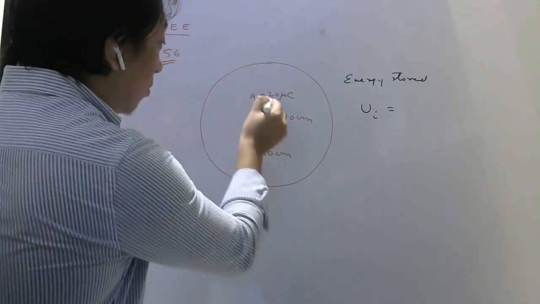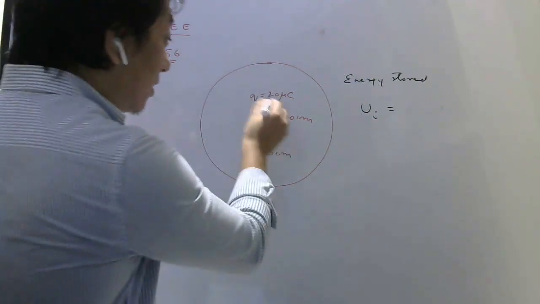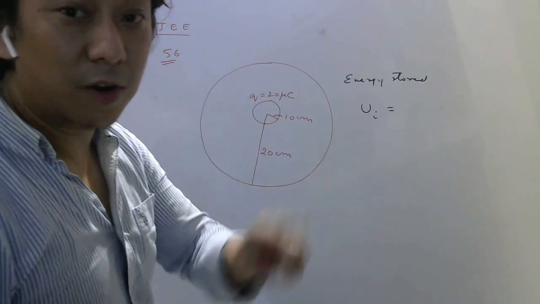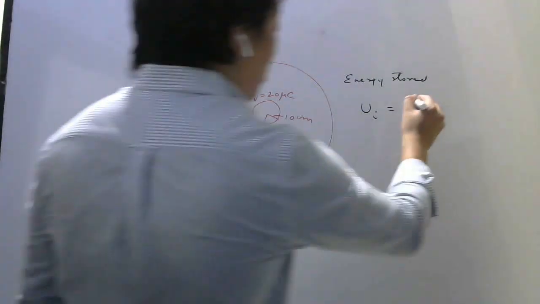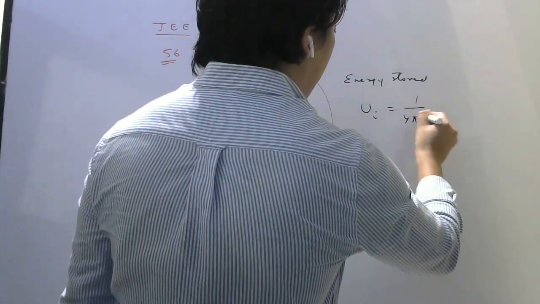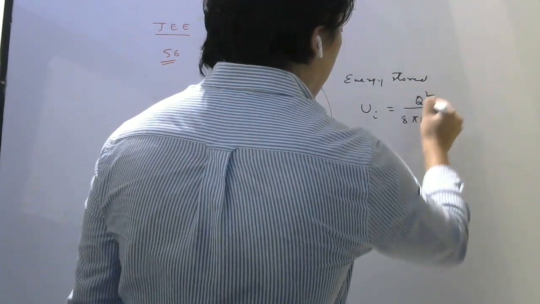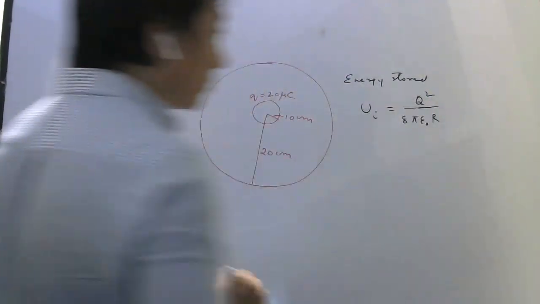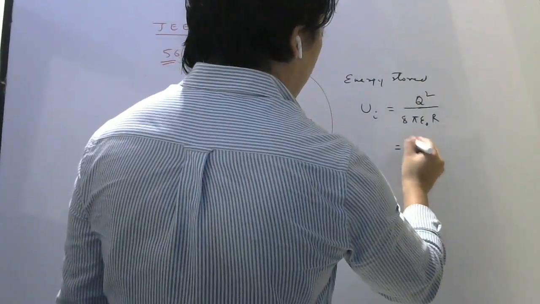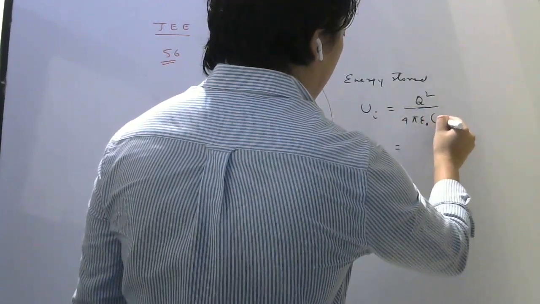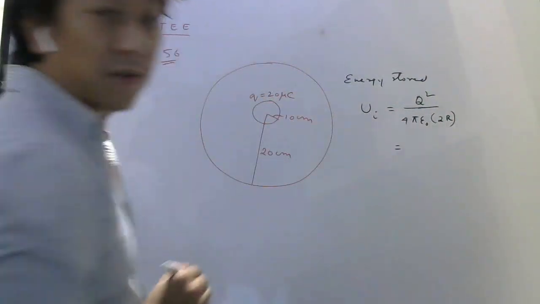So the charge is only on this sphere, right? Since it is a conductor, the charge will stay on the outer surface. So I can use the formula for a shell. Energy stored will be 1 by 4 pi epsilon, 8 Q square by radius. Here Q is your 20 microcoulomb. Let me write this as 4 pi epsilon naught only and this as 2r. That way it is better, right?